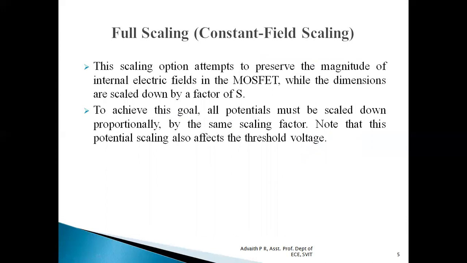As I told you, full scaling, which is also called constant field scaling, attempts to preserve the magnitude of internal electric fields in the MOSFET while the dimensions are scaled down by a factor of S. To achieve this goal, all potentials or voltages must be scaled down proportionally by the same scaling factor S. We have to note that this voltage scaling also affects the threshold voltage, whether it is an NMOS transistor or a PMOS transistor. All the voltages will be affected, including threshold voltage.